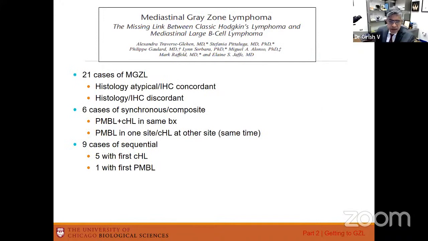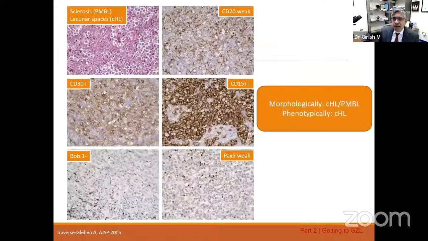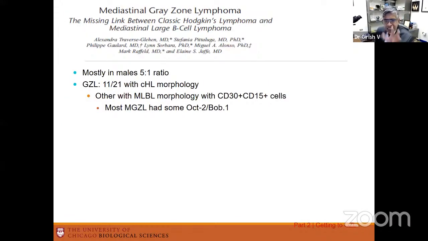I will ask you to go back and read the original papers from Dr. Jaffe's group on gray zone lymphoma. But I'm not going to sit and discuss this paper in detail right now. So they talk about sequential gray zone, where a Hodgkin and then a large cell comes. And then they talk about composite gray zone, where in the same biopsy, you see Hodgkin and large cell simultaneously in 2 different parts. And these are some of the pictures from that study. Morphologically, they might look like Hodgkin or PMBL, but phenotypically, they might look like CHL. So you have all these strange combinations. This is that study. So we will skip some of these slides.